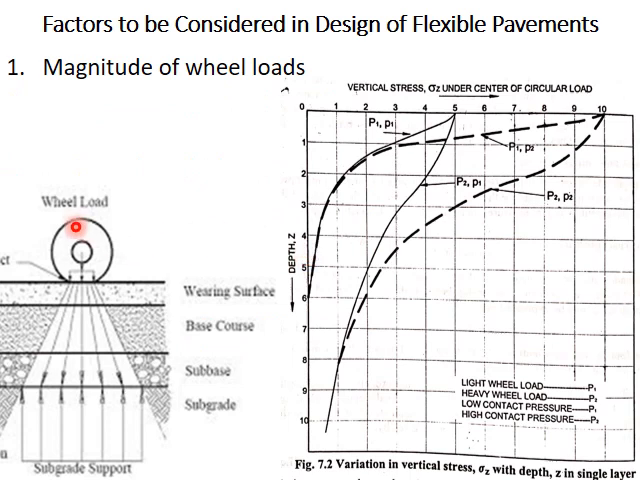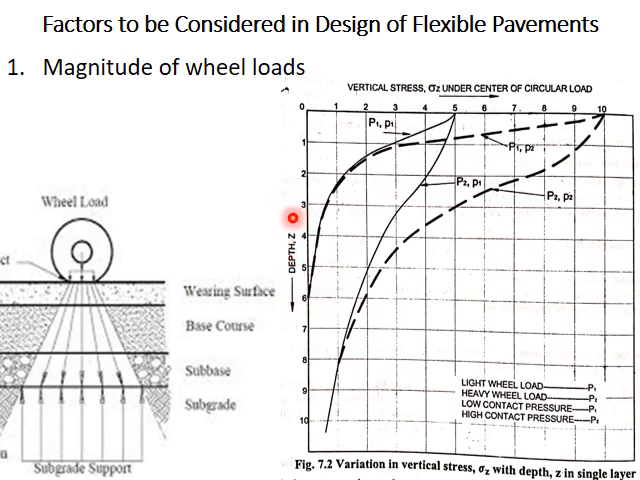Okay, in this figure you can see the wheel load, and under the wheel load you have the contact area, which is assumed to be circular. You have the wheel load transferred to the different layers in the form of a truncated cone. In the graph you can see on the x-axis the vertical stress sigma z, which is the stress experienced at any depth z directly below the wheel load.